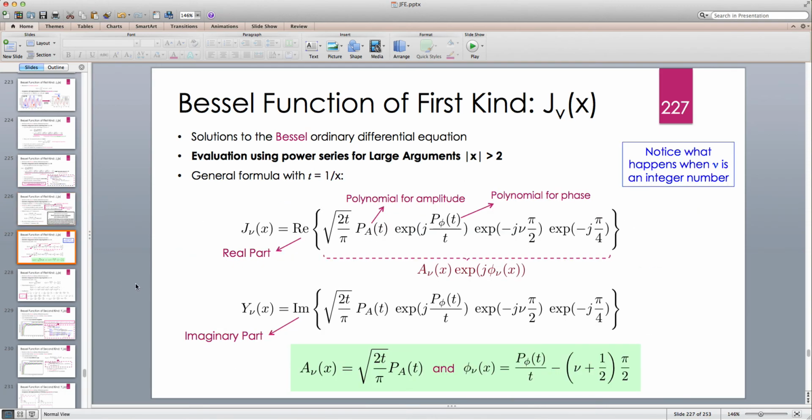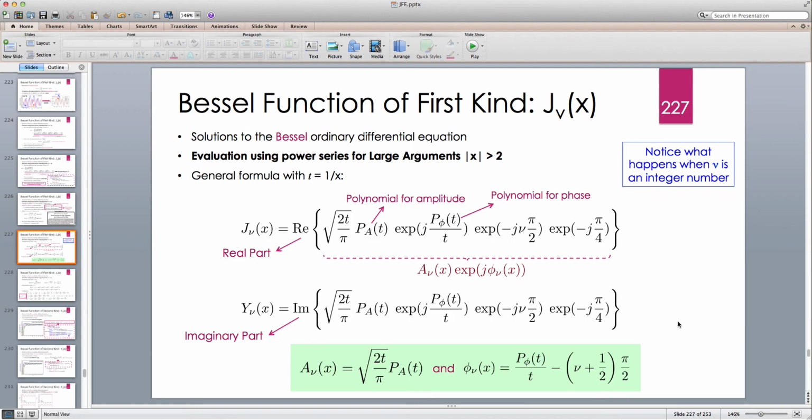All right, here are the results. So again, these approximations are very good. When we say x is large, actually we mean x is greater than 2, which means t, which is 1 over x, is less than 0.5. So these are very good approximations. And with t being 1 over x, the J nu and Y nu are the real part and imaginary part of these terms. So this is a complex number, and J nu is the real part of this, and Y nu is the imaginary part of this. All right?